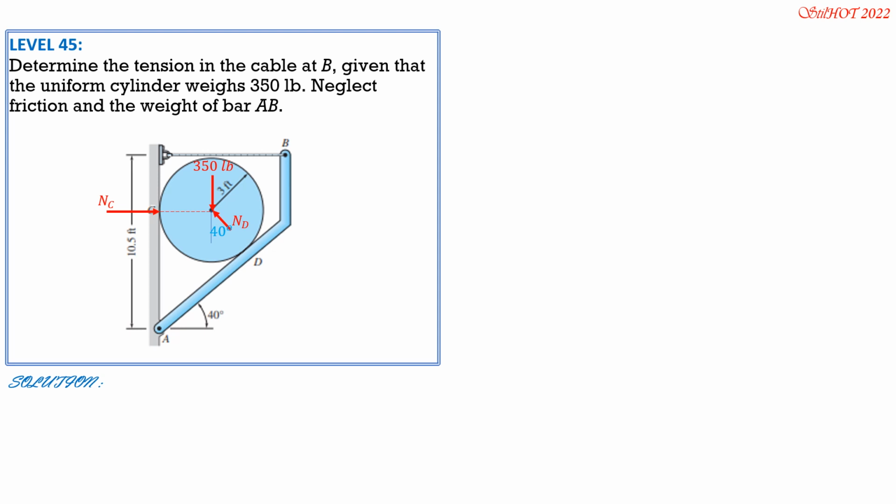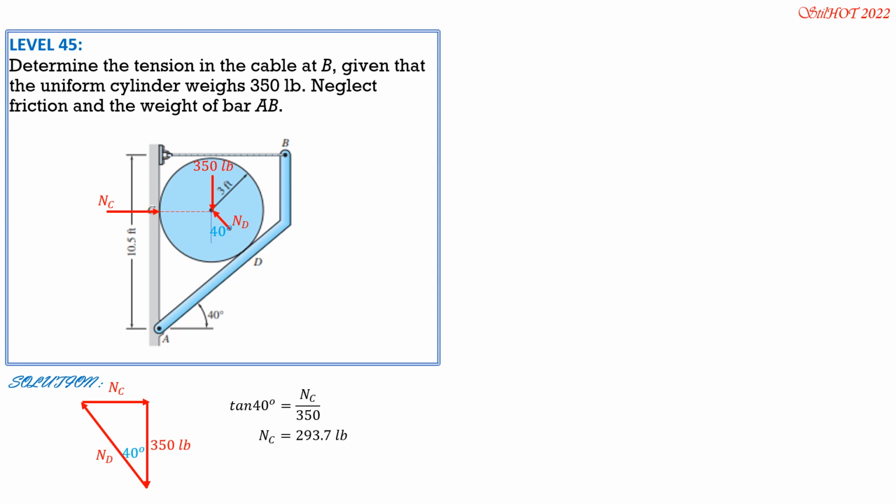Then let's solve for N sub C. By the force triangle, we have 350 pounds, then ND, which makes 40 degrees, then horizontal N sub C. So horizontal, vertical, so this is 90 degrees. Tangent of 40 equals N sub C over 350. So N sub C is 350 tangent 40, or it is equal to 293.7 pounds.